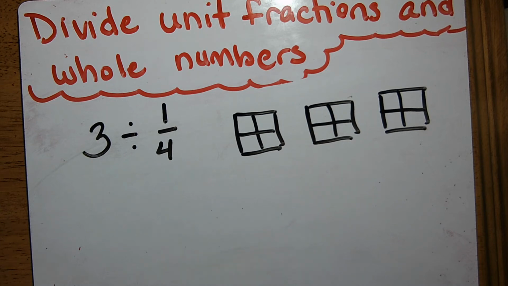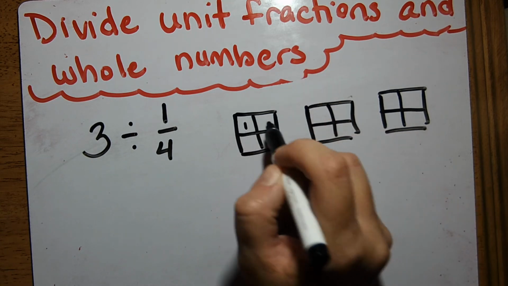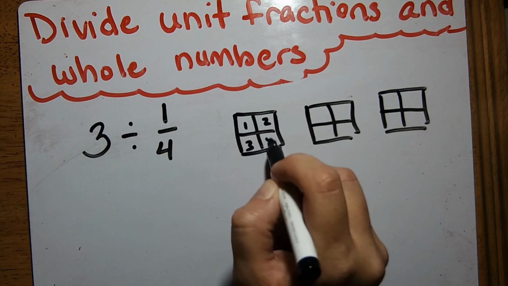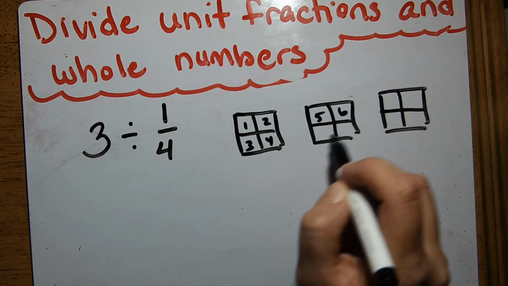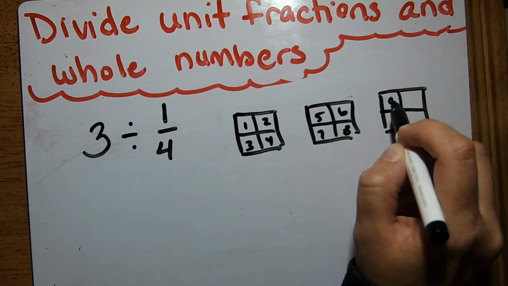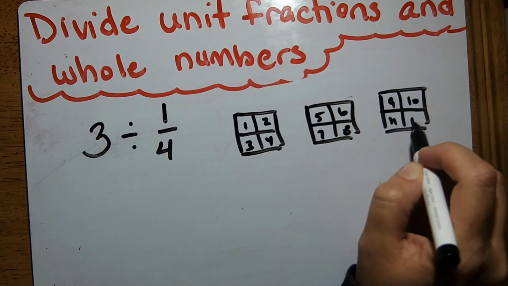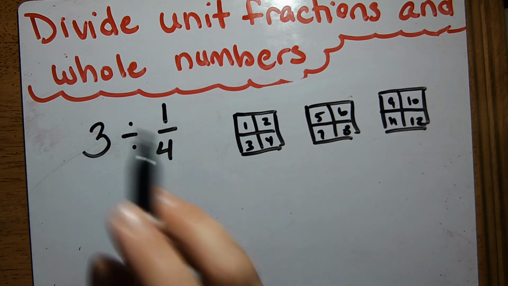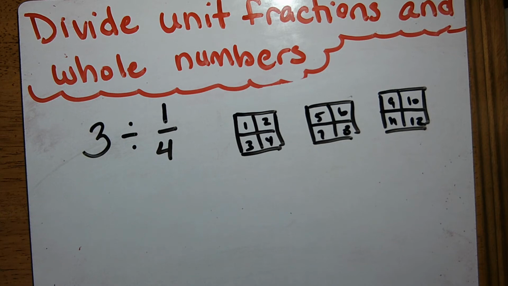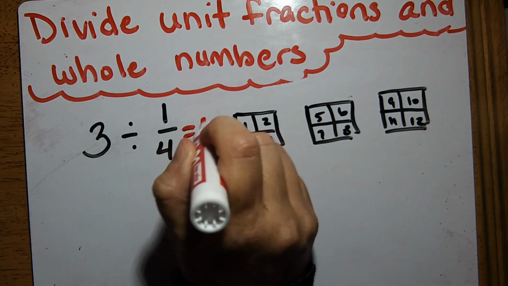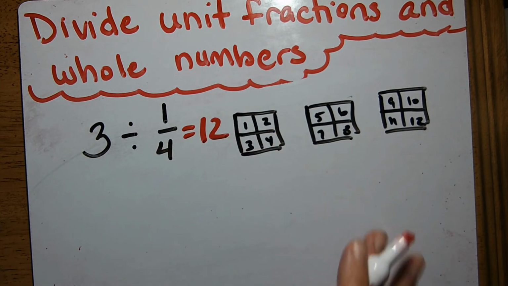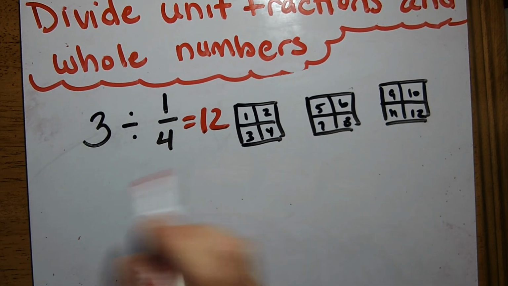So how many pieces do I actually have? I have 1, 2, 3, 4, 5, 6, 7, 8, 9, 10, 11, 12 pieces total. So 3 divided by 1/4 is actually 12. So let me show you the keep, change, flip.